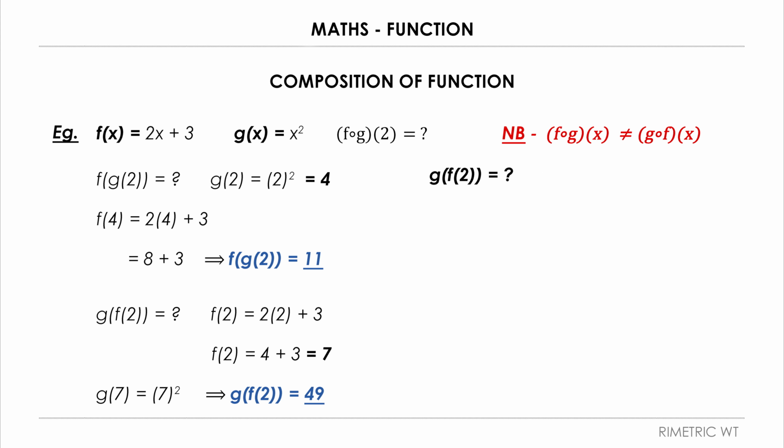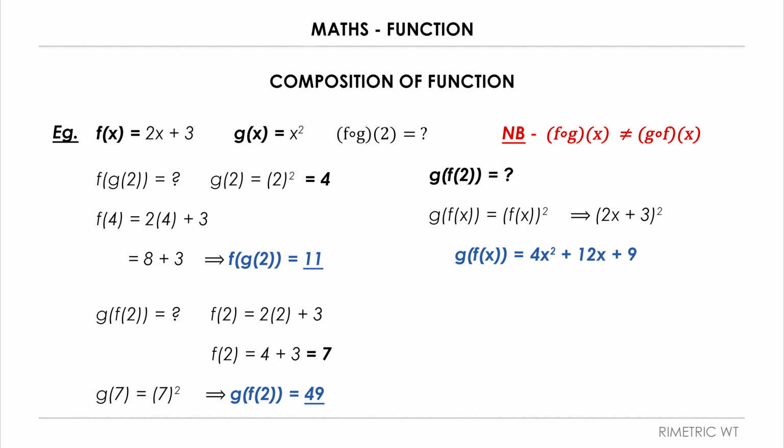The composite function g of f of x can also be determined in the same way. Let's find g of f of 2 and check whether we get the value of 49 as we did before. First, we substitute f of x, which is 2x plus 3, into g of x, and we get 2x plus 3 in parentheses squared. Remember, here we are squaring the entire expression 2x plus 3, not each term independently. So we get 4x squared plus 12x plus 9.